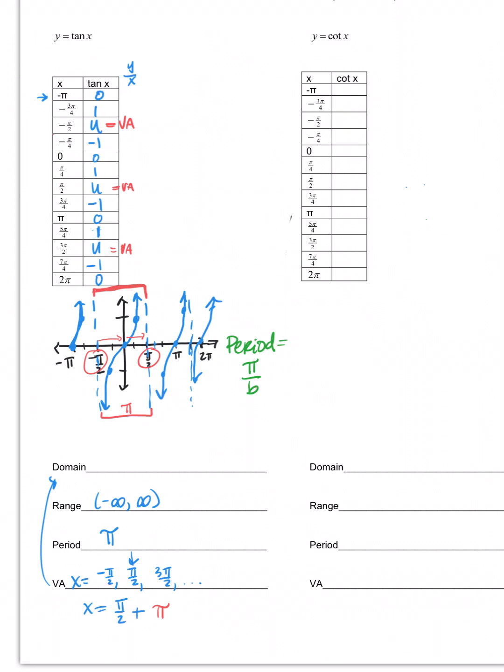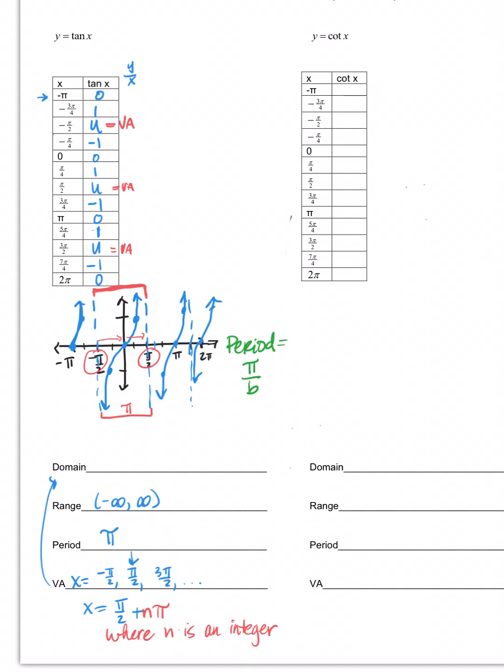Now, to show that I could keep on going and adding more and more pi, I could add one pi, 2 pi's, 3 pi's. I could do a negative pi, a negative 2 pi's, right? So what we do is put in n. We say n pi, where n is an integer. So that's our shorthand way of showing our asymptotes.